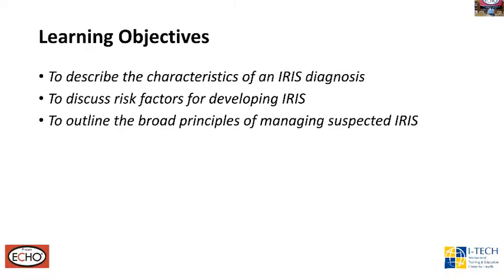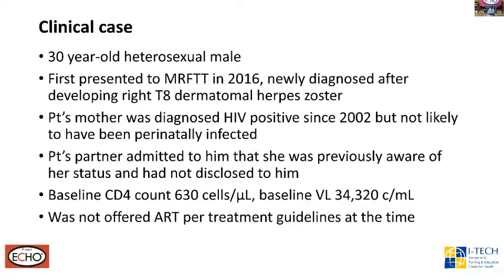So let's get started. Our learning objectives today will be to describe the characteristics of an IRIS diagnosis, to discuss the risk factors for developing IRIS, and to outline the broad principles for managing a suspected case of IRIS. So I'm going to flip the script slightly, and we're going to start with the case, because I think the case illustrates what I'm going to discuss later on really, really well.